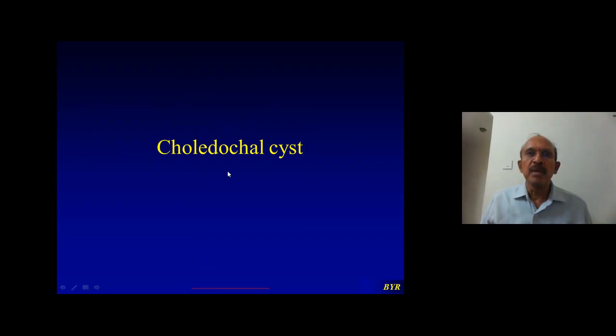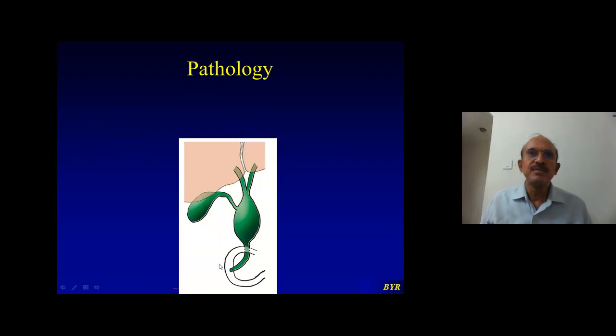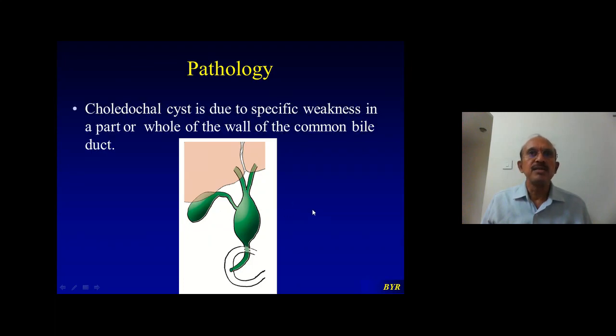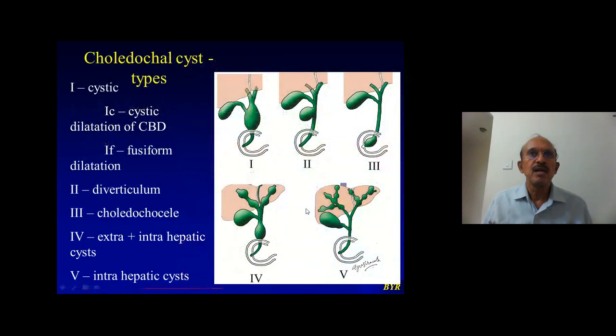Then extrahepatic biliary cyst is called the choledochal cyst. So the bile duct is dilated. You can see here it is dilated. This is called the choledochal cyst. It is due to specific weakness in the part or whole of the wall of the common bile duct. These are all various types of choledochal cyst.